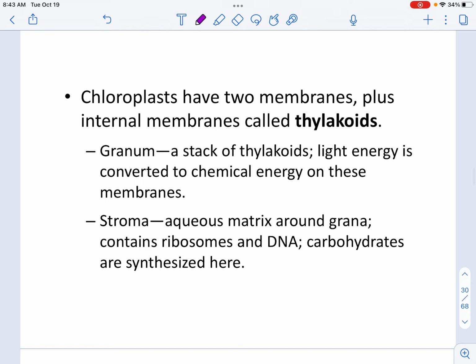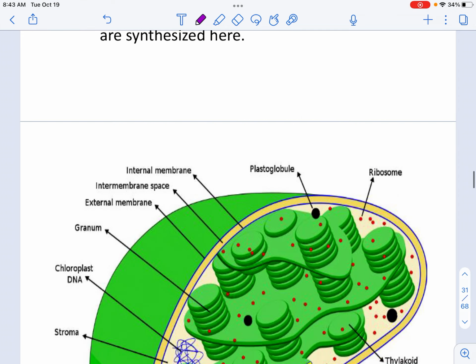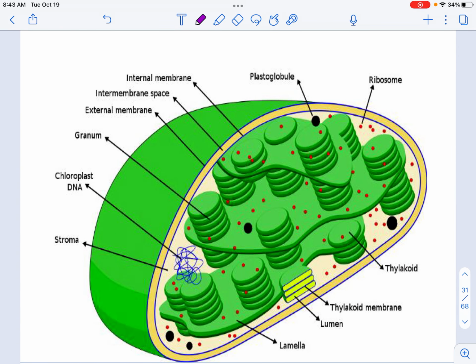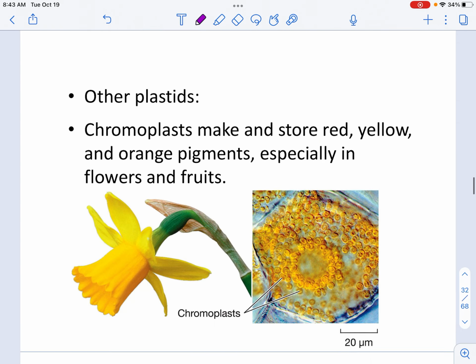Chloroplasts have two membranes plus internal membranes called thylakoids. A granum is a stack of thylakoids. I think of green pancakes, right? A granum is a stack of green pancakes. And then the stroma is the aqueous matrix around the granum. So if you have your pancakes stacked, that's a granum, and then you have the liquid around it, that's your stroma. You can see a picture here. Thylakoid, there's your stroma right here. The granum is a stack of them. We'll dive into exactly what happens in photosynthesis later on in this course.